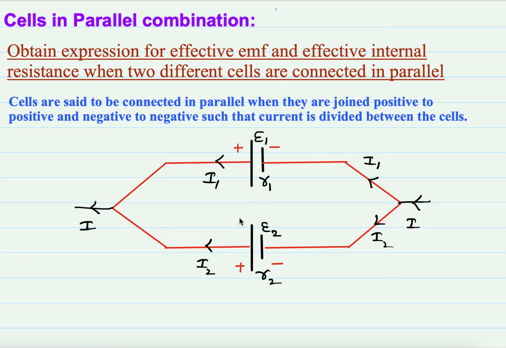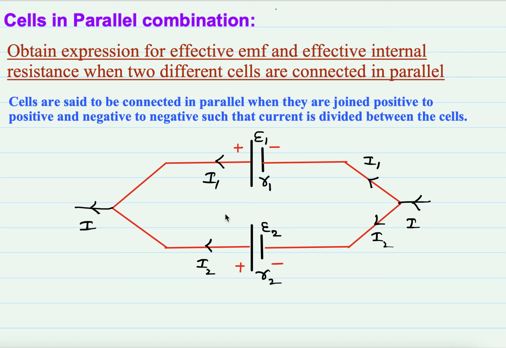In today's video, we'll discuss cells in parallel combination. This is a very important 5 marks question from the chapter current electricity. So we'll see how they'll frame the question in final exams. Obtain expression for effective EMF and effective internal resistance when two different cells are connected in parallel.